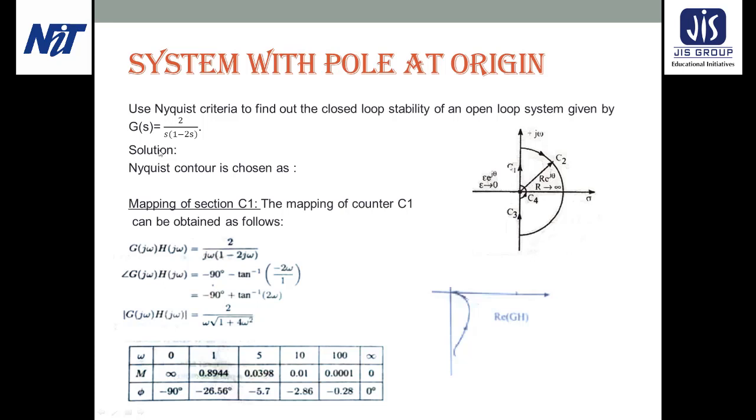Now as this pole at origin is located, we will consider the Nyquist contour like this with 4 sections, and for each section we are going to map in the same way. For the C1 section, omega is varying from 0 to infinity, and for that G(s) is equal to 2 by j omega into (1 minus 2 j omega), where the angle is minus 90 degrees and minus tan inverse 2 omega by 1. So it becomes plus tan inverse 2 omega.